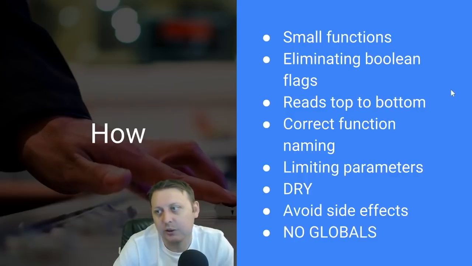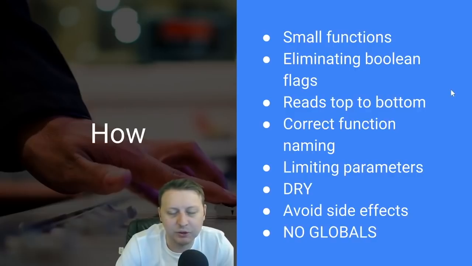That's important. So we're going to talk about writing our functions so they read top to bottom and making sure that's the correct way. We're going to talk about correct function naming. How do we know we're naming functions right? We're going to go over about three or four things that we can do to name our functions properly and give some examples. We're going to talk about limiting parameters and how we might go about doing that and why we need to do that. We're going to, of course, talk about the DRY principle, which hopefully everyone's familiar with. Don't repeat yourself, and why that's so important.